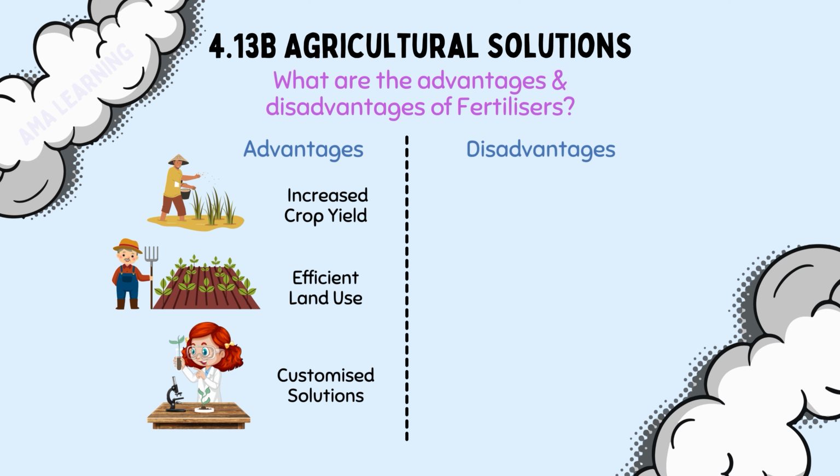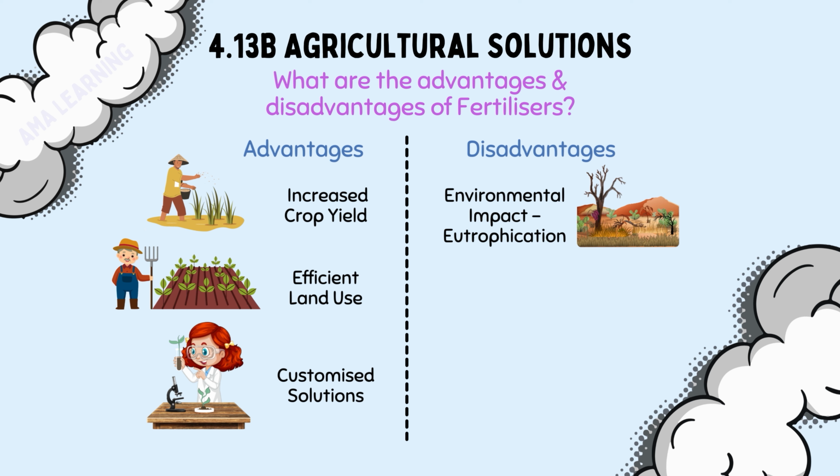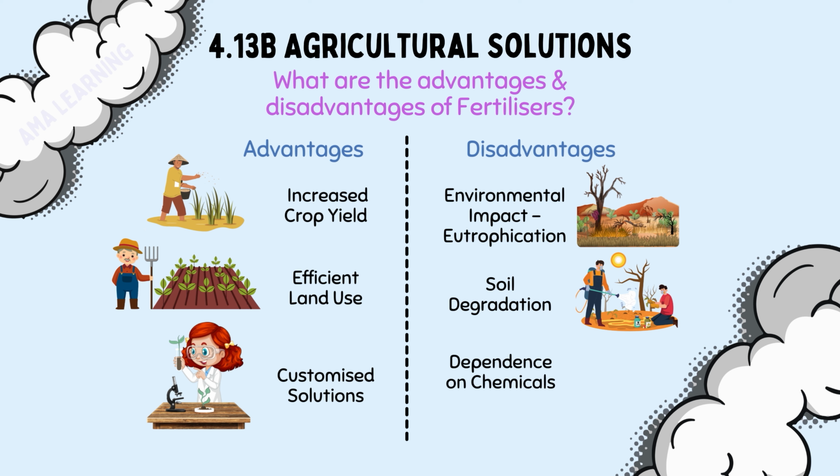The following are disadvantages of using fertilizers. Number 1. Environmental impact. Overuse of fertilizers can lead to eutrophication, where excess nutrients run off into water bodies, causing algal blooms and harming aquatic life. Number 2. Soil degradation. Continuous fertilizer use may deplete soil structure and biodiversity, reducing long-term fertility. Number 3. Dependence on chemicals. Synthetic fertilizers may create reliance on industrial agriculture, which will lead to them outcompeting smaller, traditional farmers.